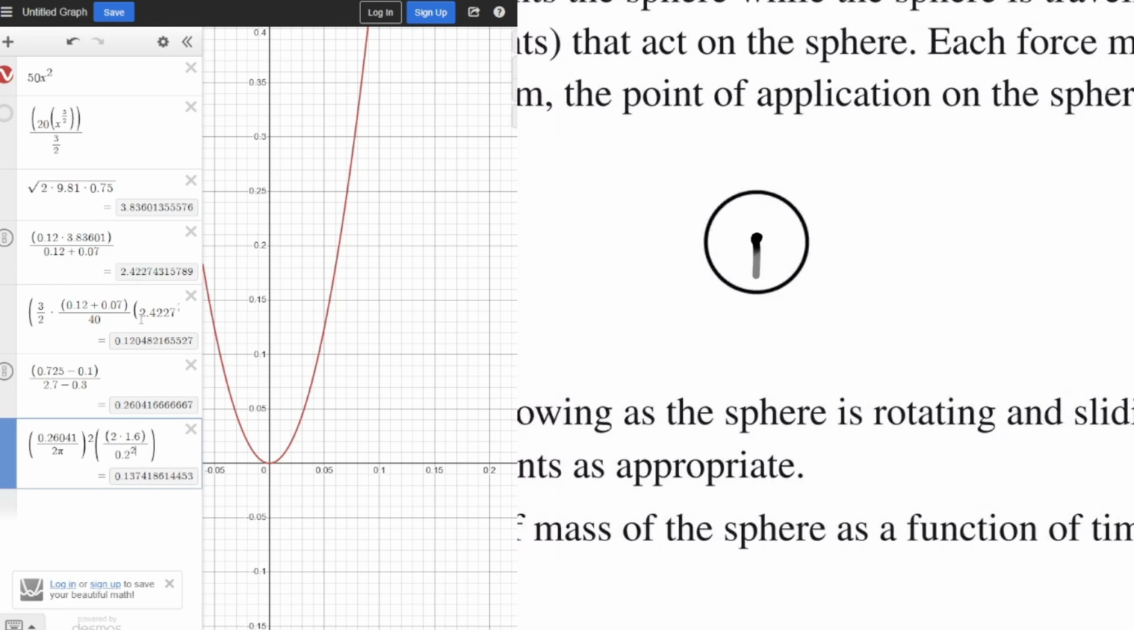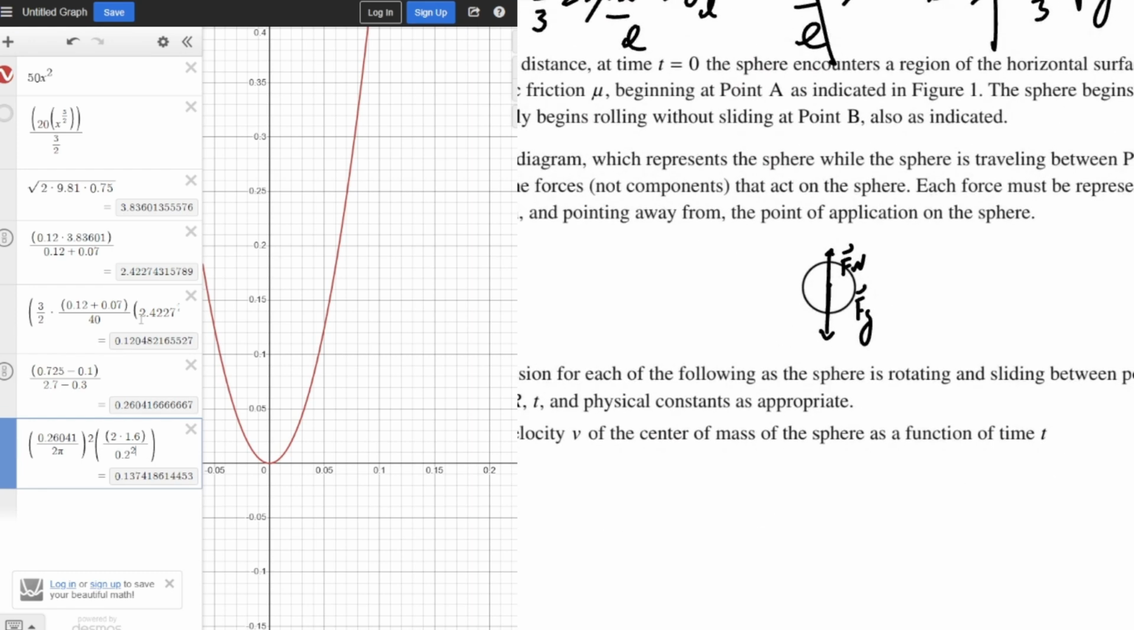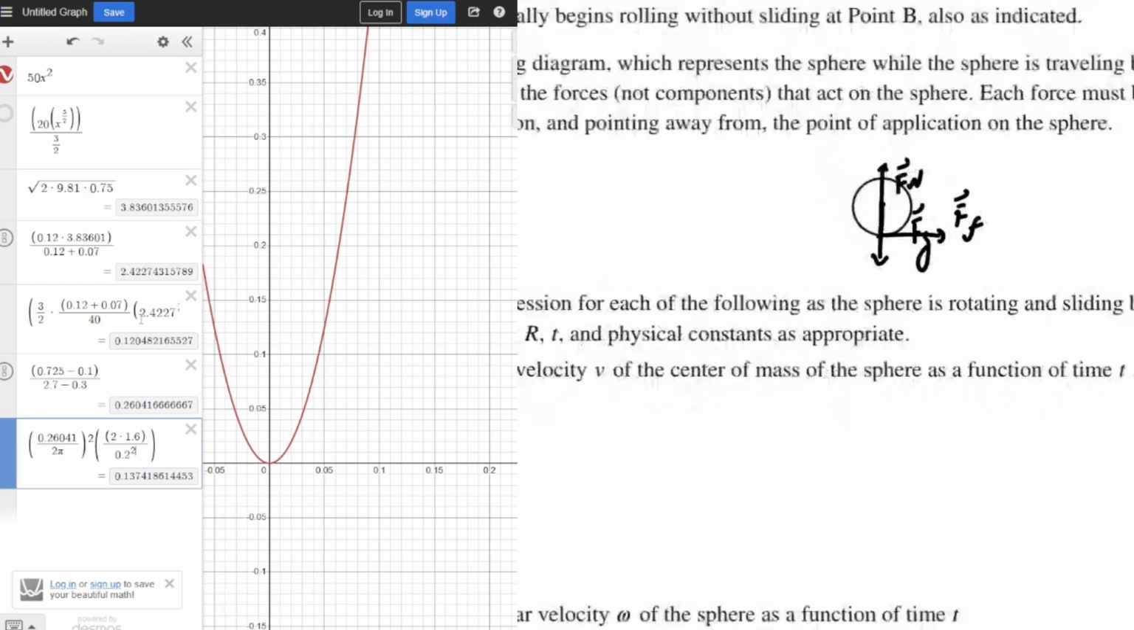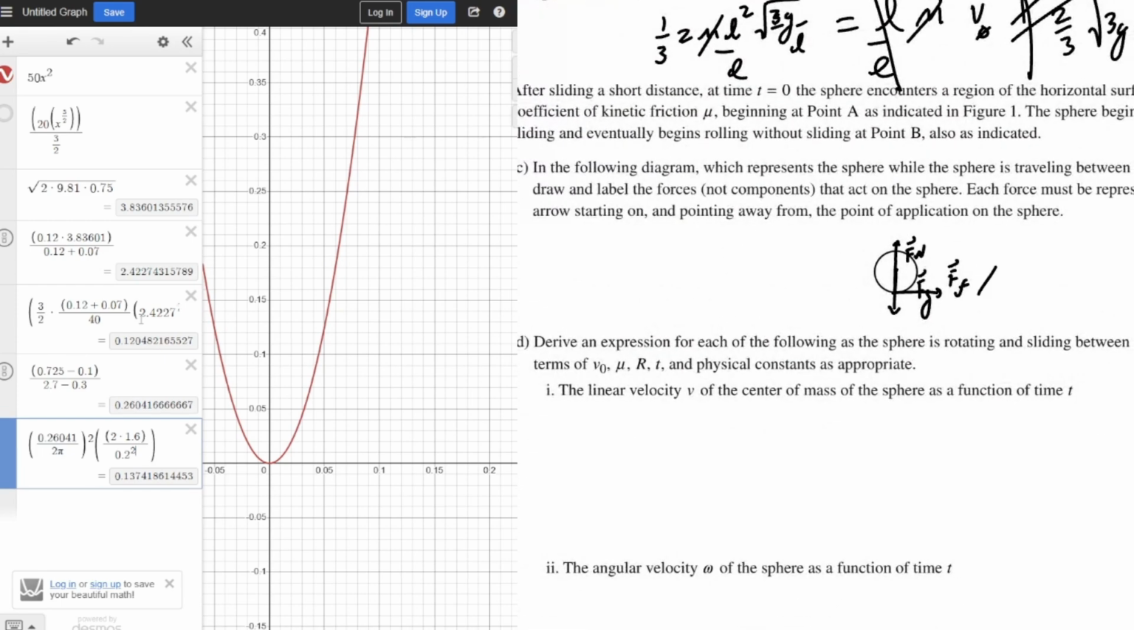So gravity always acts at the center of mass, right? The normal force acts from the point of contact, and friction opposes the direction of motion. At least it should. Friction, is it? I believe it to be, yeah, it's that way. Because the motion is this way, friction goes that way. I'm gonna call that FF, or F. It's so much easier to work with that way.